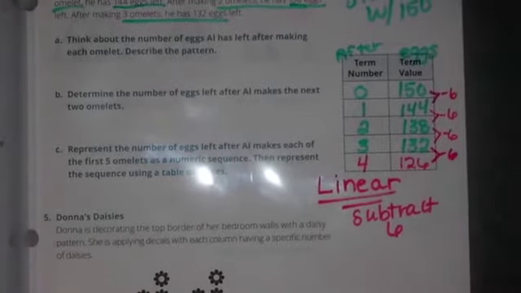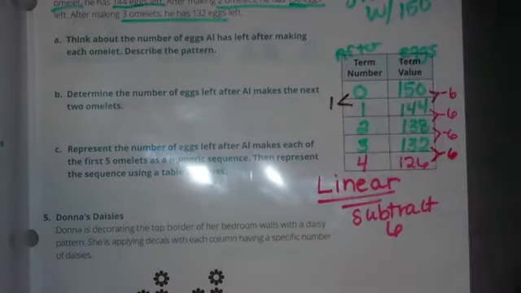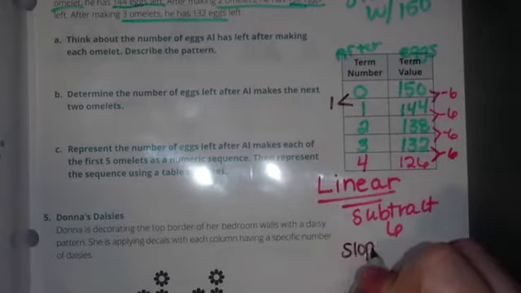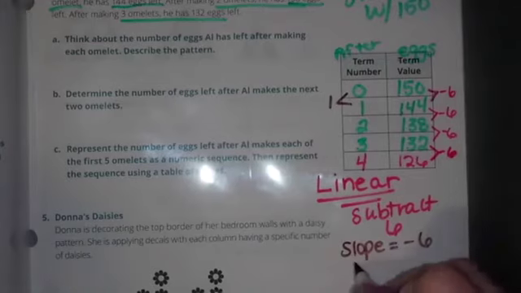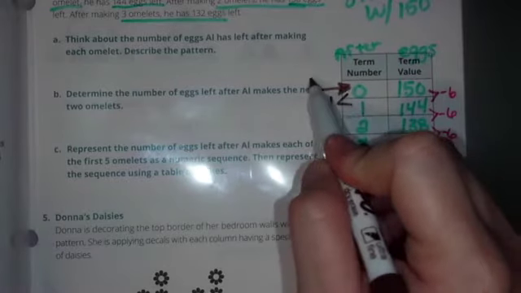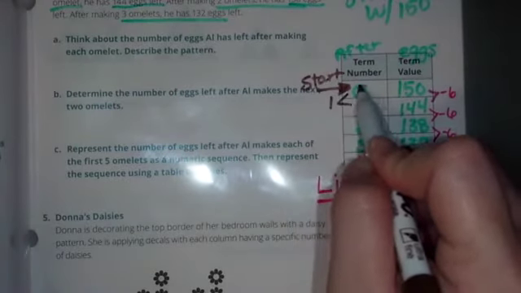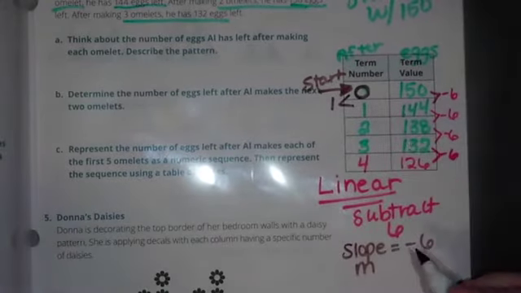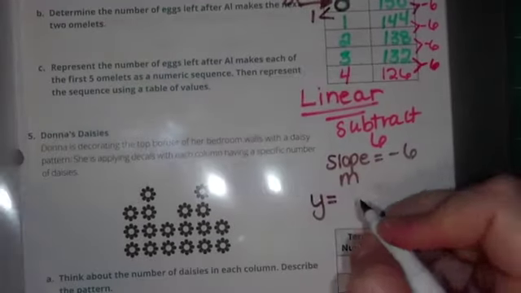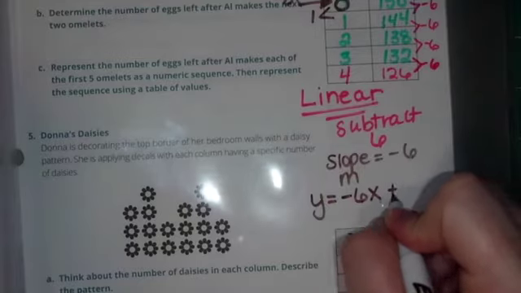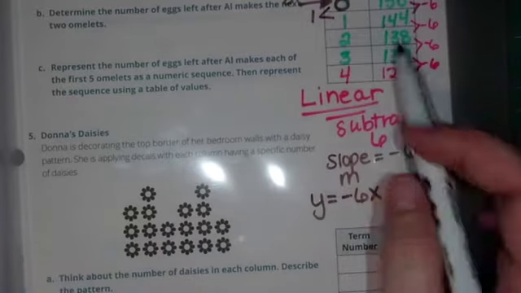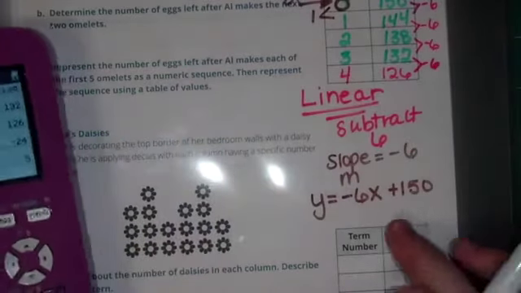Number 4. Okay, so we're going to do the same type of thing, but in this case, our slope would equal -6, or our m would equal -6. This would be our start, because remember, you're always looking for the 0. So this is our start, so we're going to use 150. So my equation would be y equals -6x plus 150. The slope goes with the x, the starting value goes with the adding at the end.